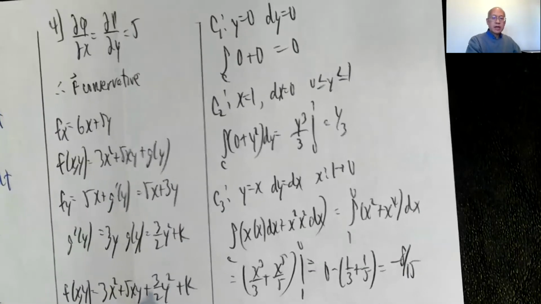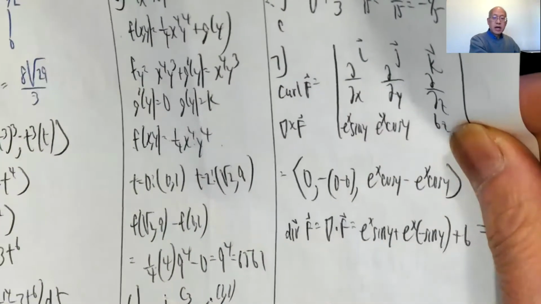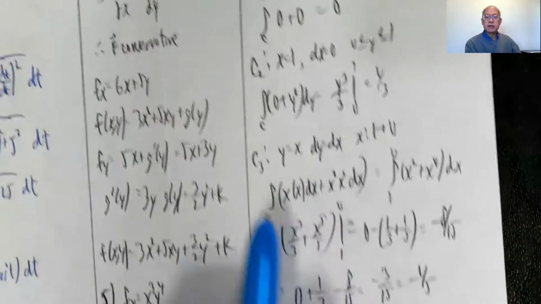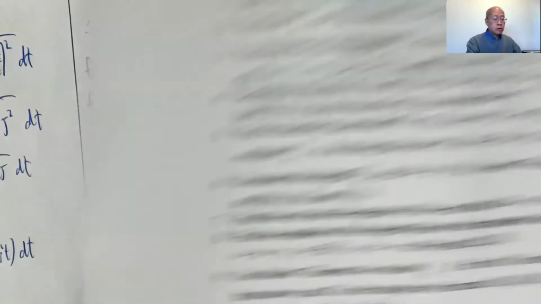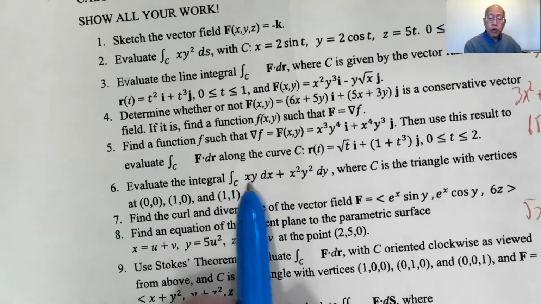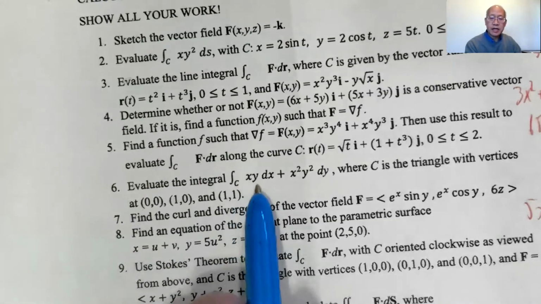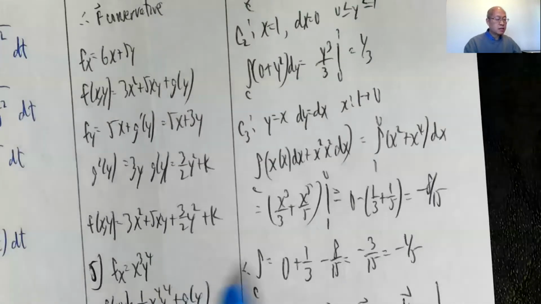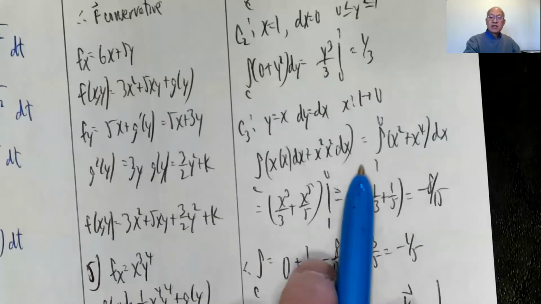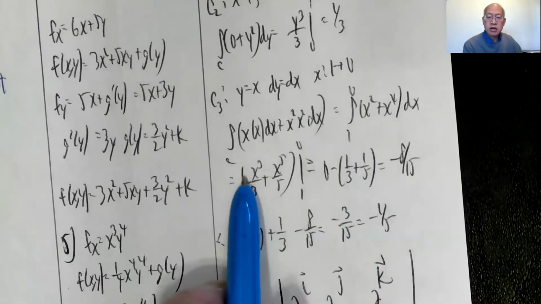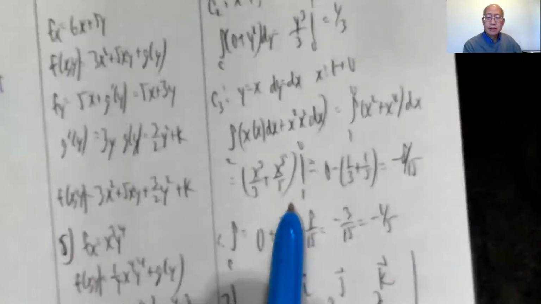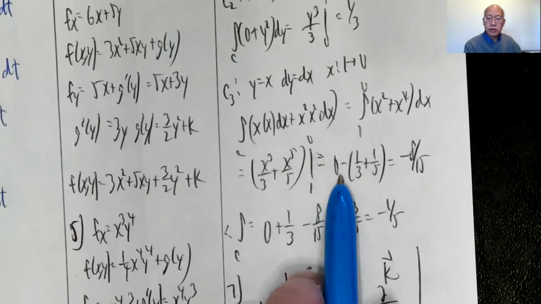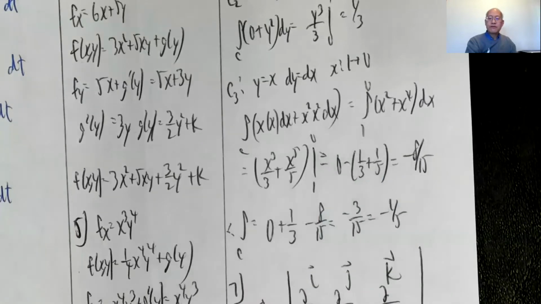C3, y equals x. That means dy is dx. And we're going in this direction since it's a closed path. X is going from 1 to 0. So the integral becomes x dx plus x squared dx... since dy is also dx. So I'm integrating x plus x to the 4th dx, so it's x squared over 2... plus x to the 5th over 5 from 1 to 0. Plug in 0, you get 0. Plug in 1, you have 1/3 plus 1/5, so negative 8/15.